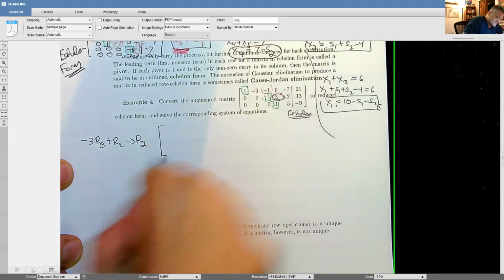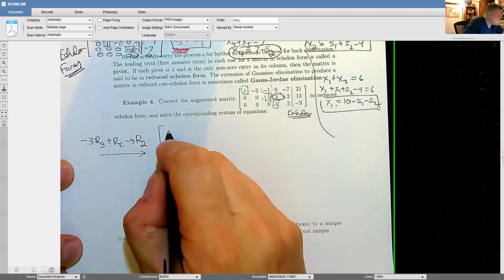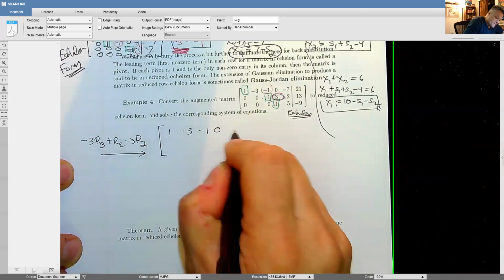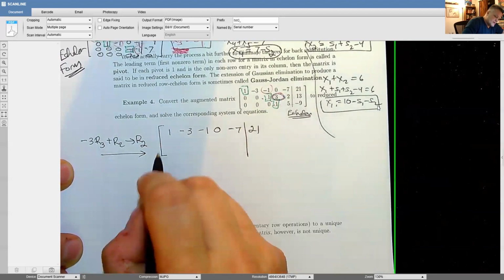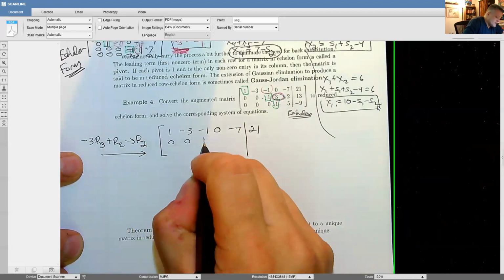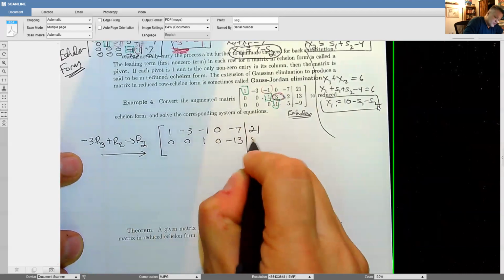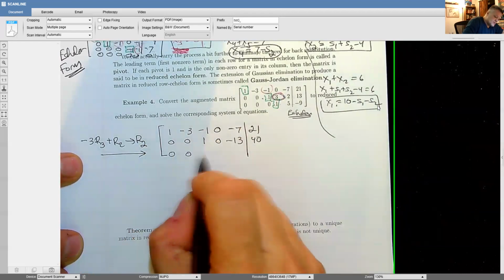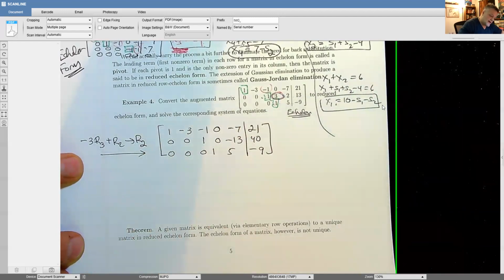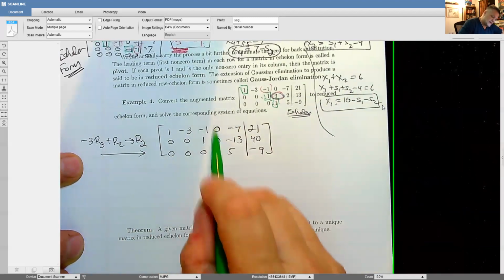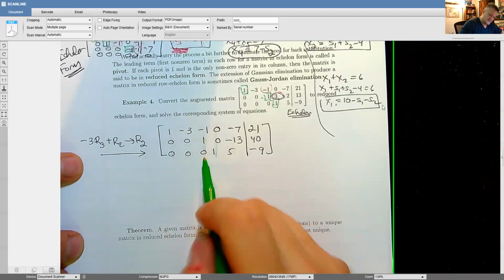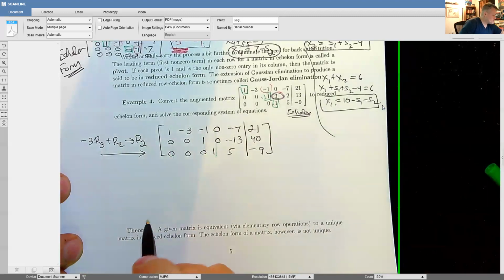So let's do that. If I do that, I'm not going to change anything with the first row. But if I do that to the second, I get 0, 0, 1, 0, -13, and 40. And I haven't done anything to the third row. Okay. But what I have managed to do, at least, is get zeros above that guy. Right. So we're good here. We're good here. We're not good there. Okay. So how do we get rid of that?